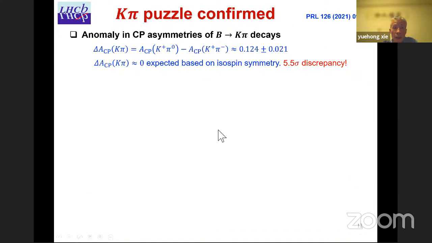In the CP violation sector, one long-standing puzzle is the so-called K-pi puzzle, namely the measured difference of CP asymmetry between B plus to K plus pi 0 and B0 to K plus pi minus is about 12%, while based on isospin symmetry, this should be 0. Therefore, there is more than 5 sigma discrepancy.